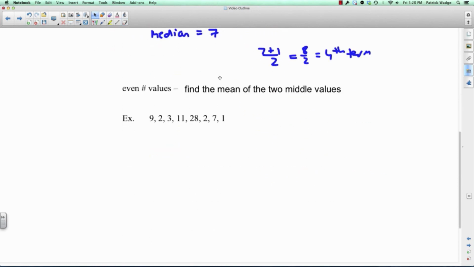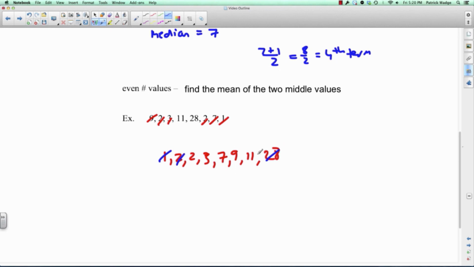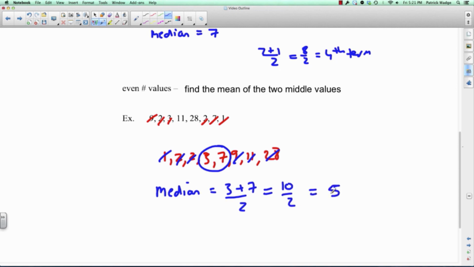So that's the first thing we should do here. The smallest term is 1, then we have a 2, and another 2. Then we have a 3, a 7, a 9, 11, and 28. And we want to find the 2 middle ones. So if you want, you could do this again. There's the first and the last, the second and the second to last, the third and the third to last. I'm left with 3 and 7. So if I want to get the median, I take those 2 middle ones and add them together and divide by how many there are, which is 2, right? I found the mean of those 2 numbers. And that gives me 10 over 2, which equals 5. The median is 5.